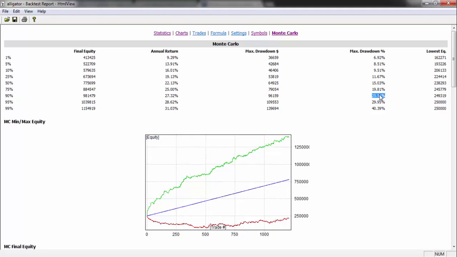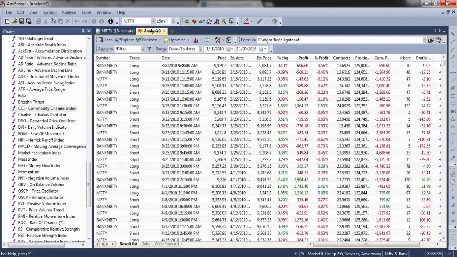And that's the beauty of it. You can basically take a model which is not that great, but by diversifying it and trading it on two indexes, you can actually have a much better model. I hope you understood what I was trying to get across with the Monte Carlo analysis.